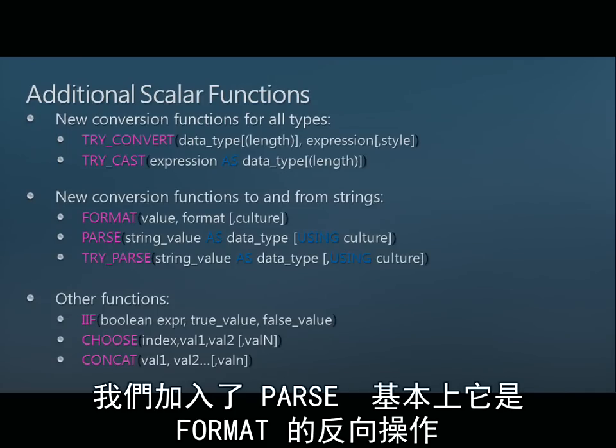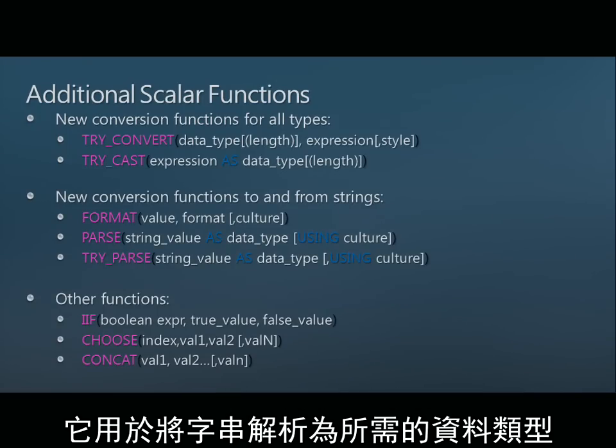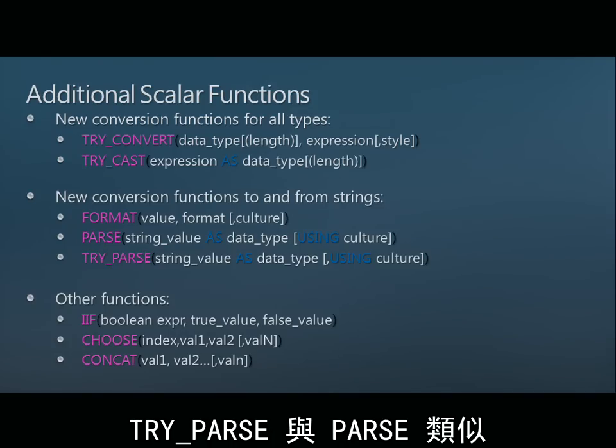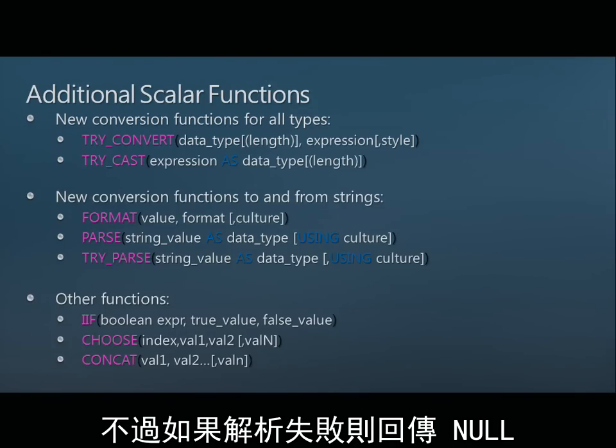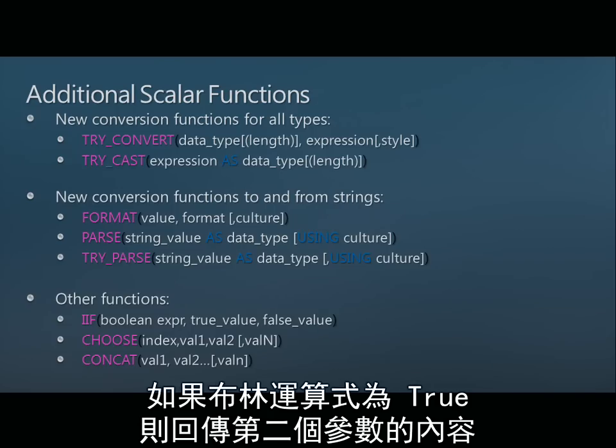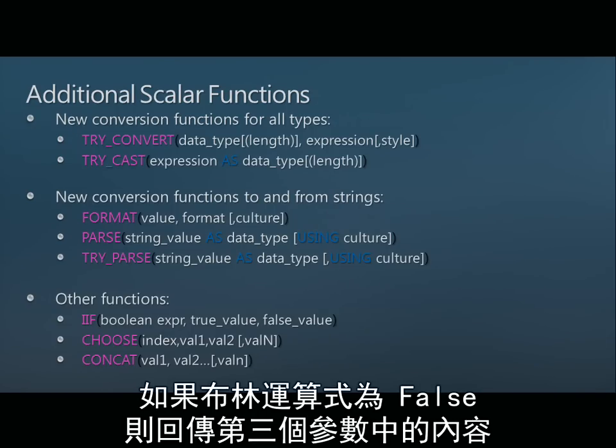We added PARSE, which is basically the inverse of FORMAT, right? You get a string and you say, hey, parse this from the string using this culture into whatever data type you want to get to, such as integer, a date, or a decimal. TRY_PARSE, again, is analogous to PARSE, but if the parse fails, we return null. We also added support for IIF, which is basically similar to what you have in some of the Office products: if the Boolean expression returns true, we return what you have in the second argument, and if it returns false, we return what we have in the third argument.